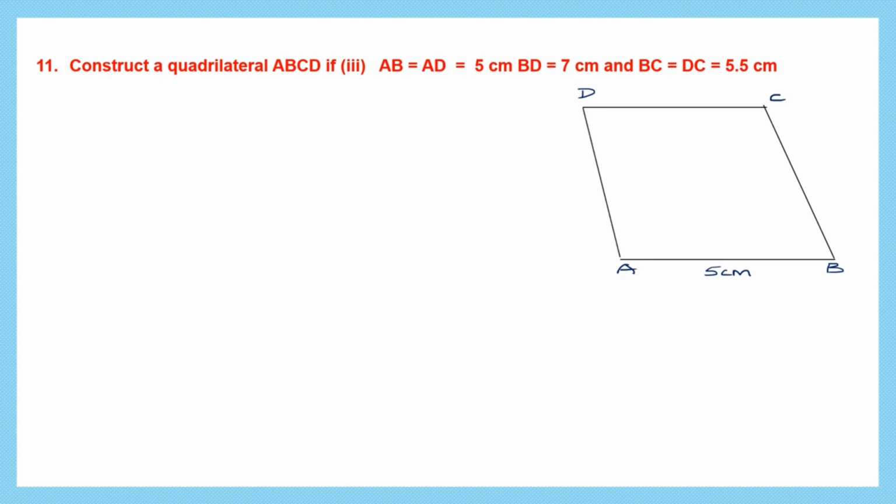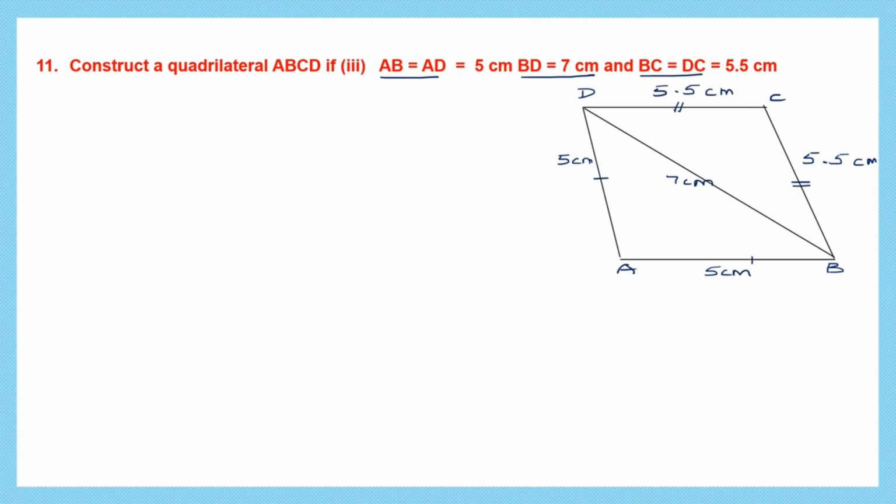Now let's go to the question. AB is equal to AD. That means AB and AD are equal. If AB is 5 centimeters, AD is also equal to 5 centimeters. Then we have BD is 7 centimeters. So where is BD? B is here and D is here. That means that's a diagonal and that is 7 centimeters. Then we have BC is equal to DC. That means this one and this one are equal and both are 5.5 centimeters.